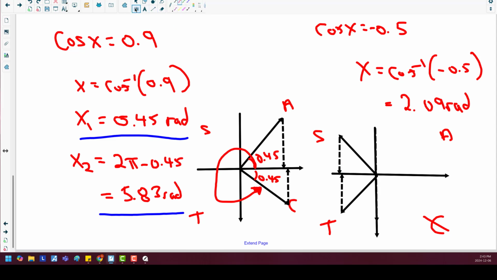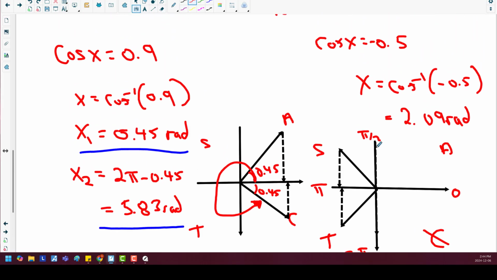And 2 radians is not the same thing as 2 pi radians. Remember, 2 pi is 6 point something, 6.28. So this is 0, this is pi over 2, this is pi, and this is 3 pi over 2. So pi is 3.14. This value, 2 point something, is less than 3.14, and it's bigger than half of pi, which is 1.6. So it's somewhere in the middle, somewhere in quadrant 2, which is something we expect. So this value here is 2.09 radians.